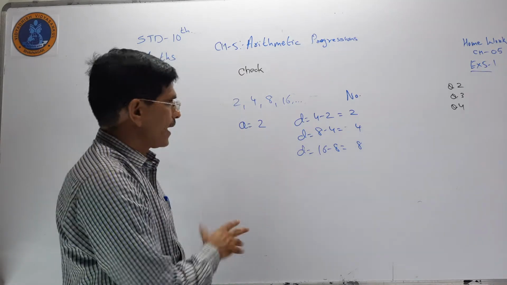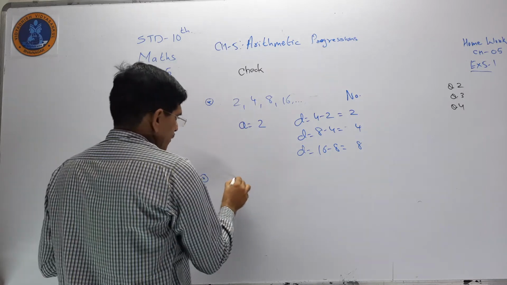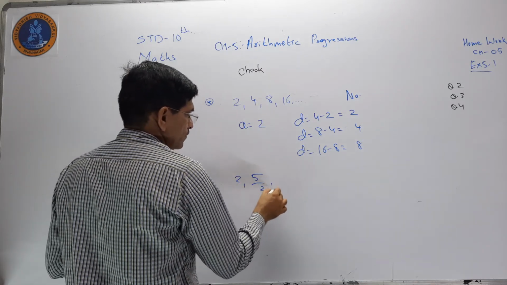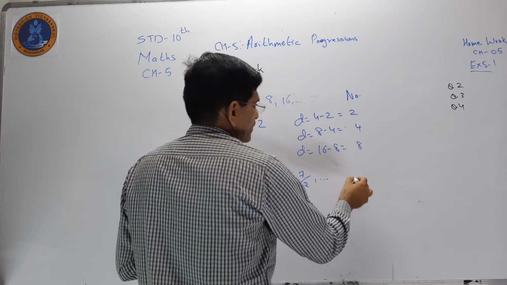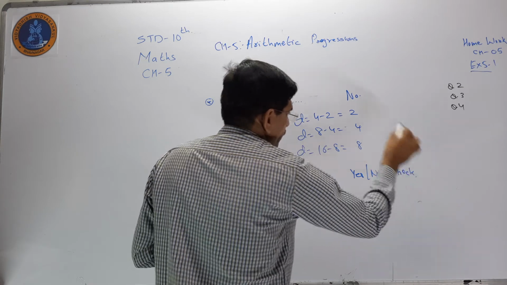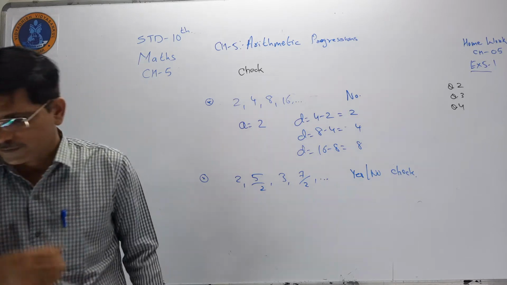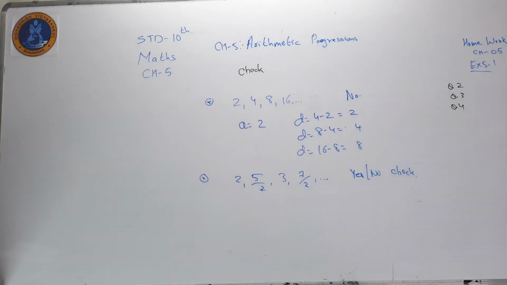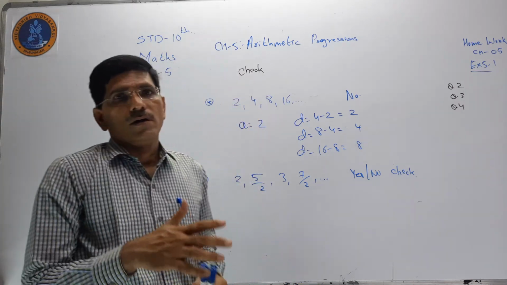Now one more sum I am writing here. 2, 5 by 2, 3, 7 by 2. Check whether yes or no. Tell me whether the answer is yes or no. Can you find the answer or not? Yes or no?